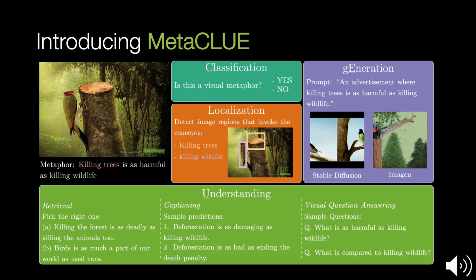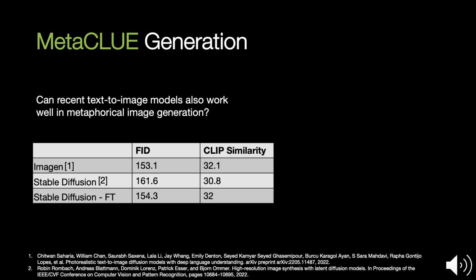Next, we introduce the generation task. Recent large-scale text-to-image generative models show remarkable success in generating highly realistic images from text prompts. Can these models also work well in metaphorical image generation? We evaluate two state-of-the-art generative models, Imagen and Stable Diffusion. We see high FID scores indicating the large distribution gap between the generated and real images. Overall, Imagen performs better than Stable Diffusion in terms of the prompt fidelity.